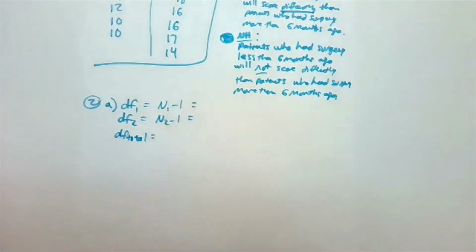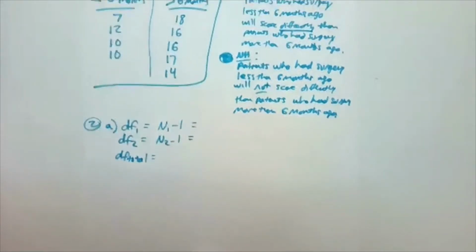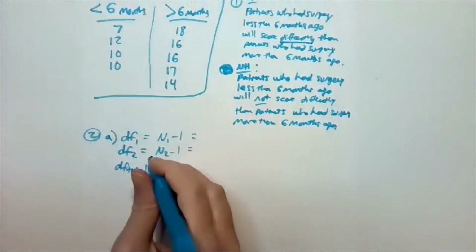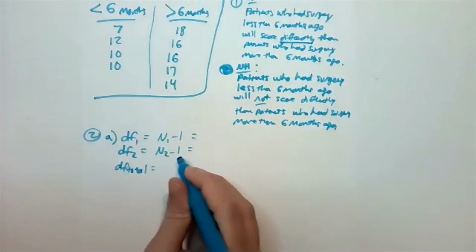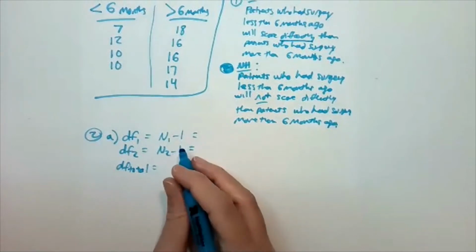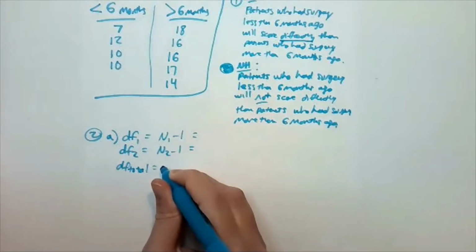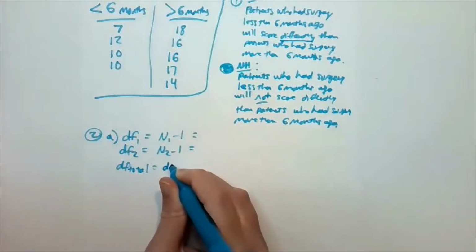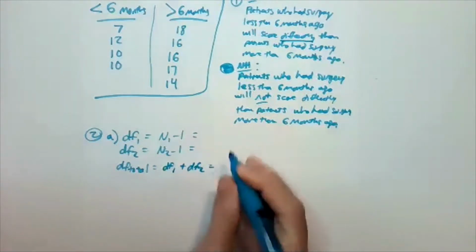And our typical degrees of freedom formula is n-1. And so in this case, we're going to have the n of group 1 minus 1 for our first group's degrees of freedom, and n2 minus 1 for our second group's degrees of freedom. And then for our DF total, we're going to have our degrees of freedom from group 1 plus our degrees of freedom from group 2.